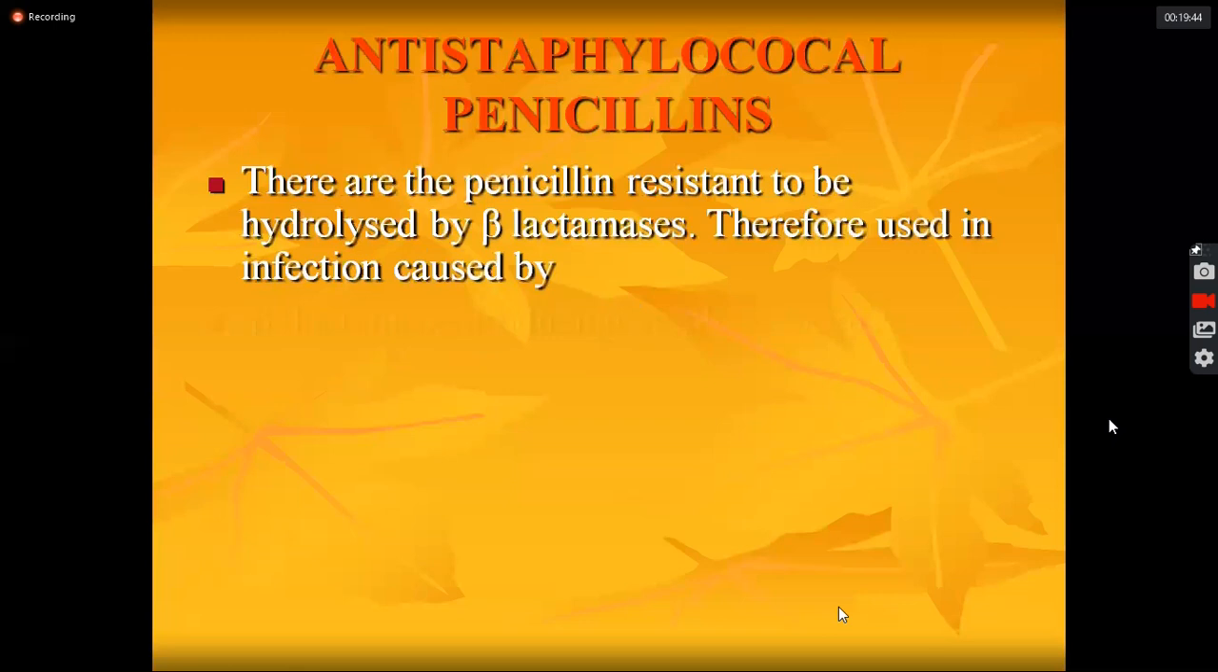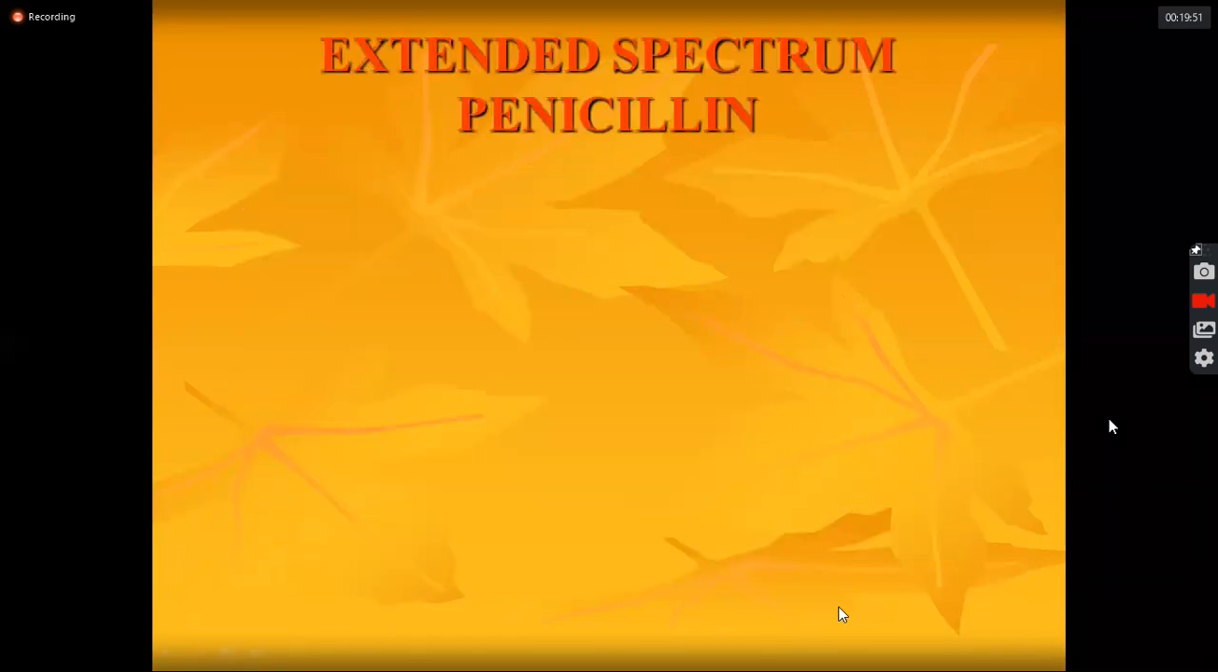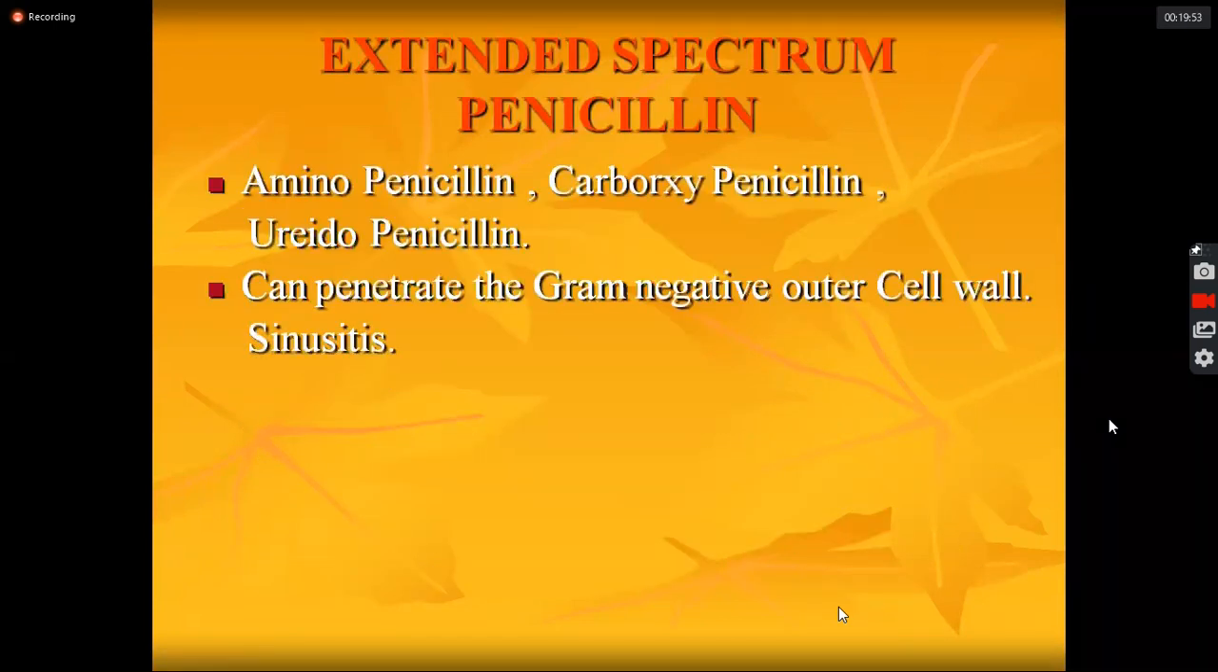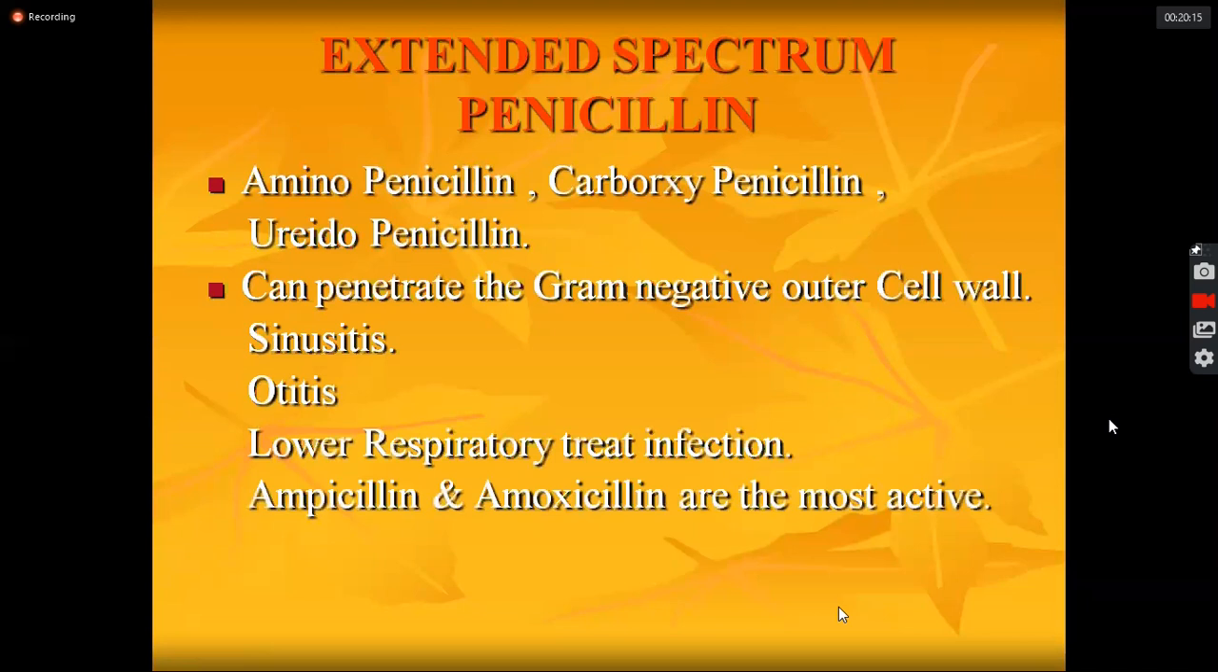Anti-staphylococcal penicillin, I've already told you. Standard spectrum, these are the examples. Standard spectrum means that they retain the activity of penicillin G, but in addition to that, they have activity against the gram-negative foci. These are aminopenicillin, carboxypenicillin, ureidopenicillin. They can penetrate the gram-negative outer cell wall. They can be used in sinusitis, otitis media, lower respiratory tract infection. Ampicillin and oxacillin, in this regard, are the most active.